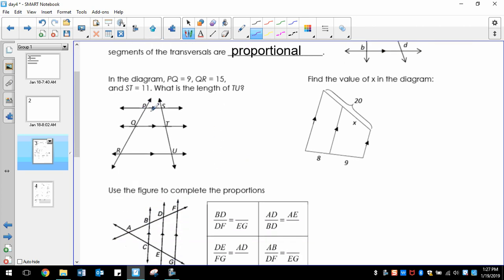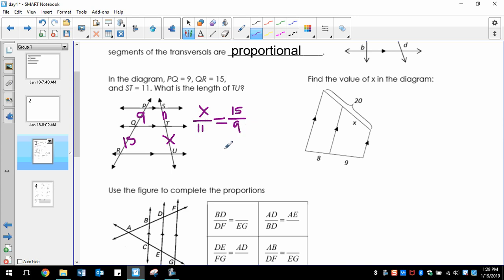To illustrate, we have an example here. They're telling us that this segment is 9, this segment is 15, this segment is 11. We're trying to find this one, so I'm going to write x. Now in the past, when we were writing proportions, before the right triangle stuff, the pattern that we used was to start with a variable. So that's what I'm going to do. I'm going to start with the variable and make sure I use the same pattern on the other transversal. So I'm going to go bottom up on this transversal, x over 11, which means I have to go bottom up on this transversal, which is 15 over 9.